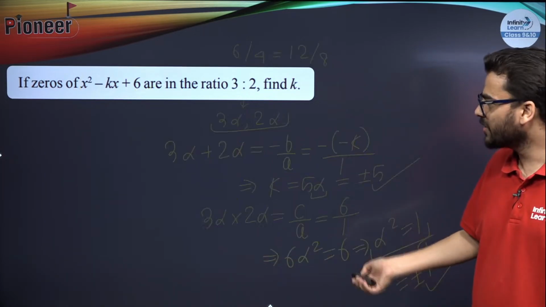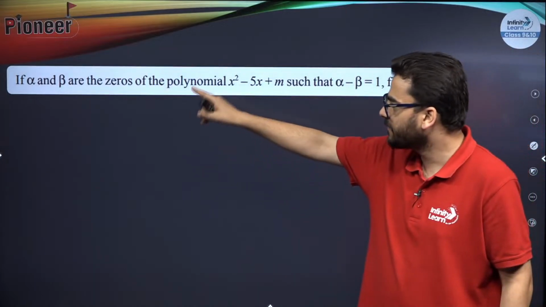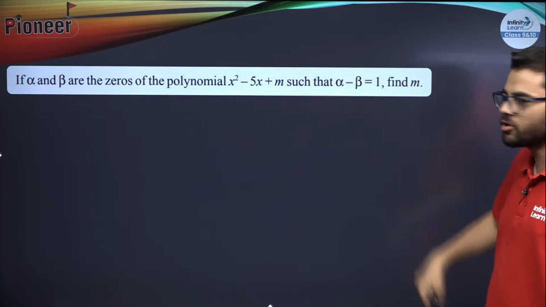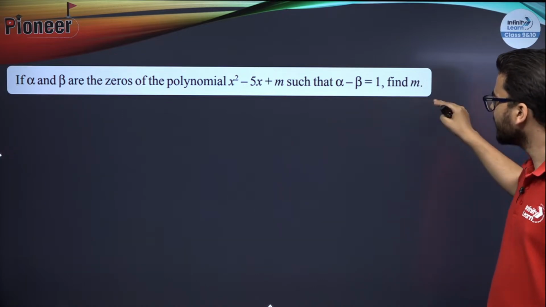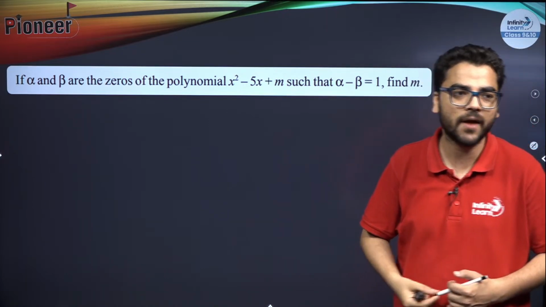Okay, let's move on to the next thing. Try doing this one, guys. If alpha and beta are the zeros of this polynomial such that alpha minus beta is equal to 1, can you find the value of m over here?